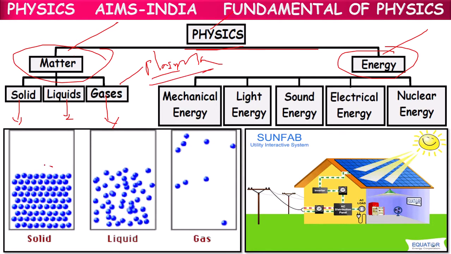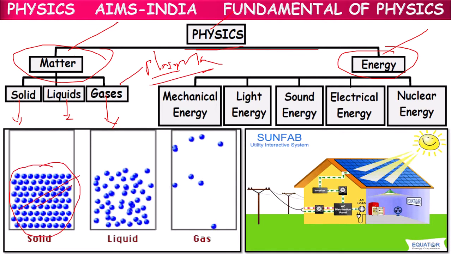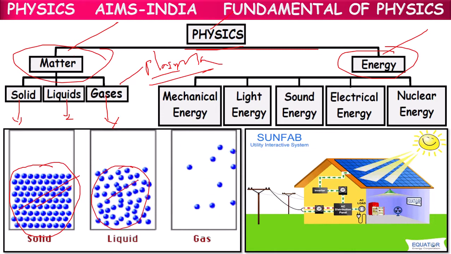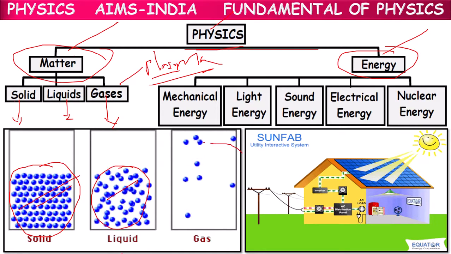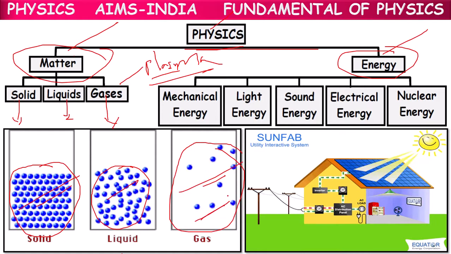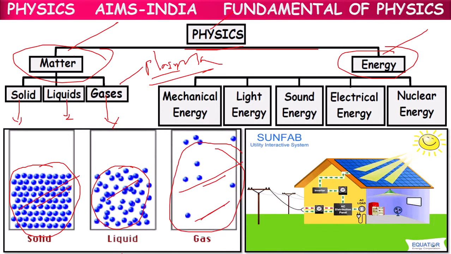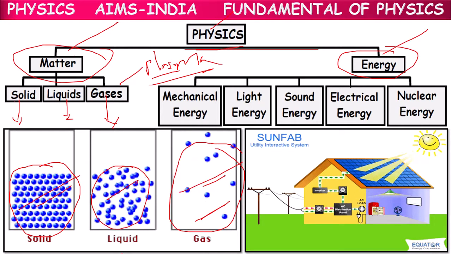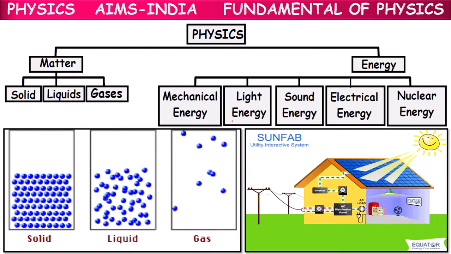Solid means the molecules are closely packed. If the molecules are somewhat loosely packed, it is a liquid. If the molecules are very loosely packed, then it is a gas. So the molecular composition is different in the three forms. Like that we have three kinds of matter.